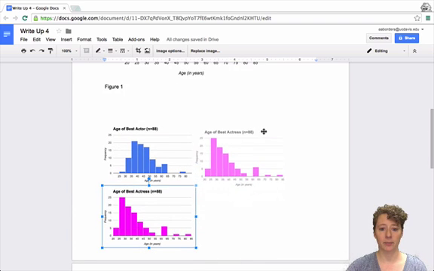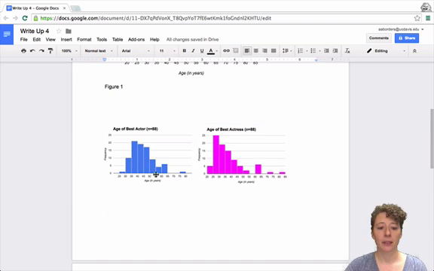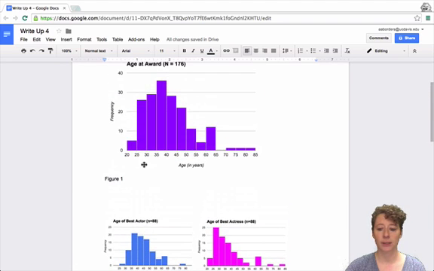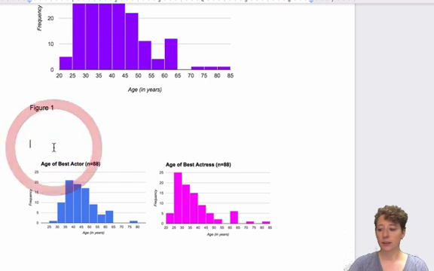And this way I can just put them next to each other however I want. Okay, let's just look at the actors first. This distribution looks similar to the whole population. We can describe sort of the spread or where the clustering is happening.